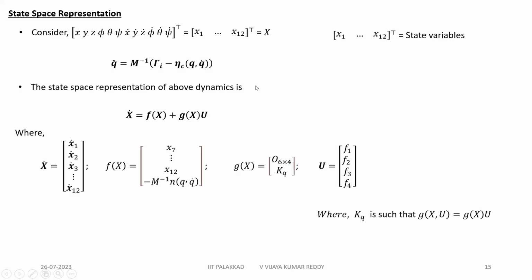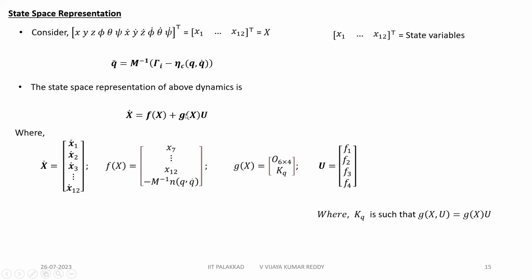Okay, if I assume this and rewrite this equation, we'll get the state space representation of the dynamic equation: x dot equal to f of x plus g of x into u. Where x dot becomes x1 dot, x2 dot, and so on, up to x12 dot. That means q double dot becomes x dot. It has 6 variables but 12 derivatives, 12 differential equations, and all are first order differential equations, right? So this is f of x, this is g of x, this is u, where kq represents something.